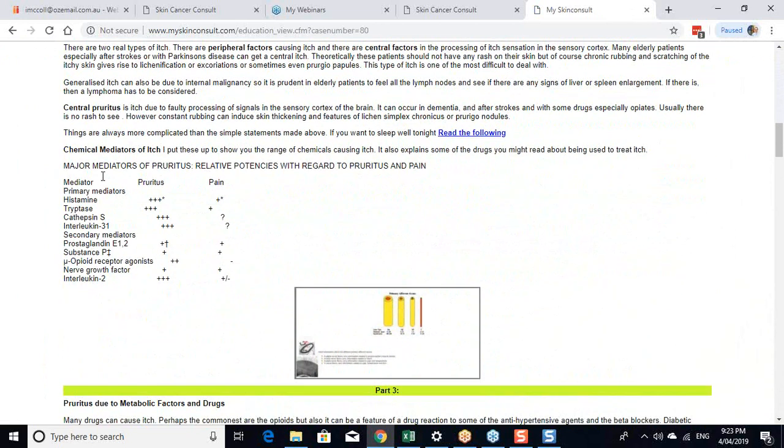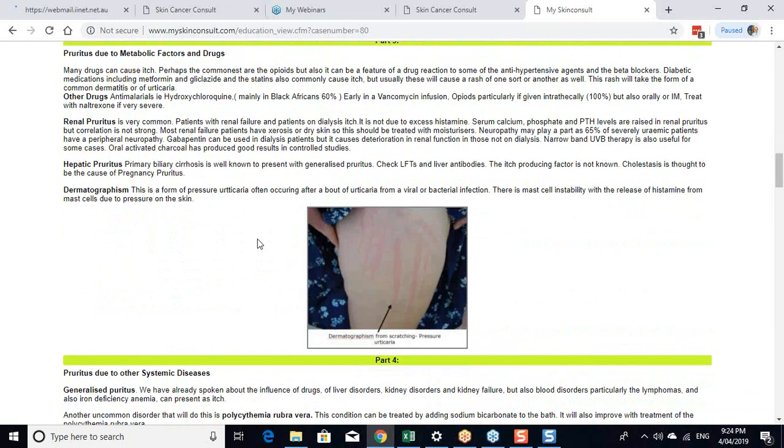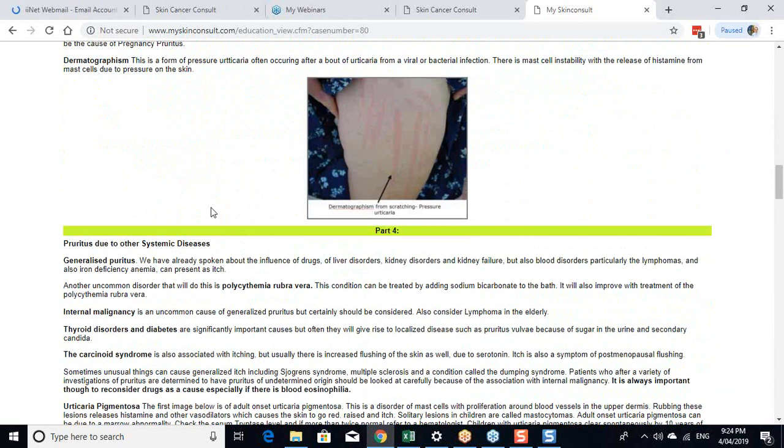And these were some of the chemical mediators that are involved in itch. So it's not just histamine: tryptase, cathepsin S, some of the interleukins, and the prostaglandins can be involved. So there's a variety of mediators involved in itch, and just giving an antihistamine is often not going to help a lot of patients who suffer from itch. But I think you'll find this particular section quite useful.